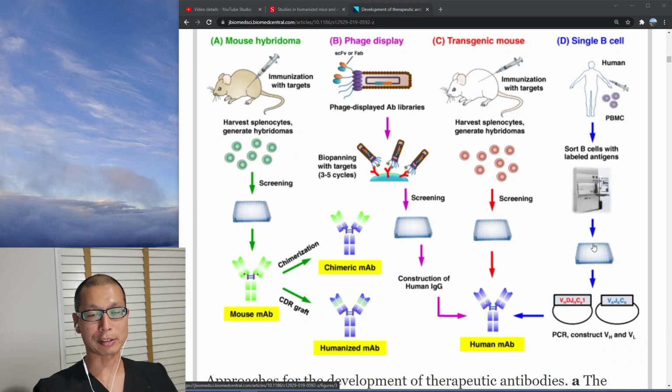And then you extract the DNA out of them and you place it into a plasmid by using PCR and other molecular biology techniques. And then you transfect them into a production cell line. And that's how the various ways you make a human antibody.